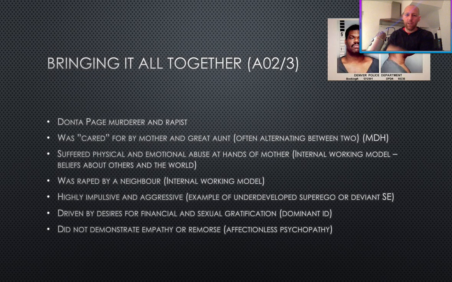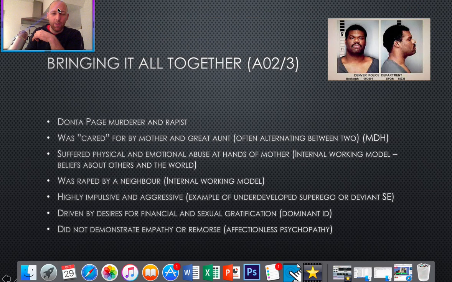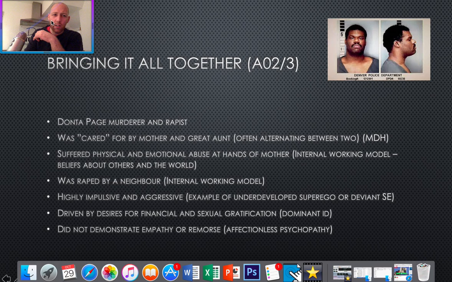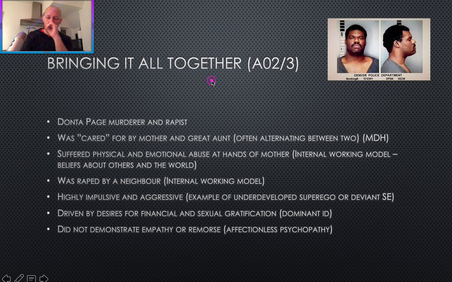Let's bring it all together then. We talked about Donter Page in a previous video. We're going to use the psychodynamic approach to analyse Donter Page's motives for committing his murder. We said that Eysenck's personality theory could explain it, but actually let's apply psychodynamics. So Donter Page is a murderer and a rapist. But let's look at his past.